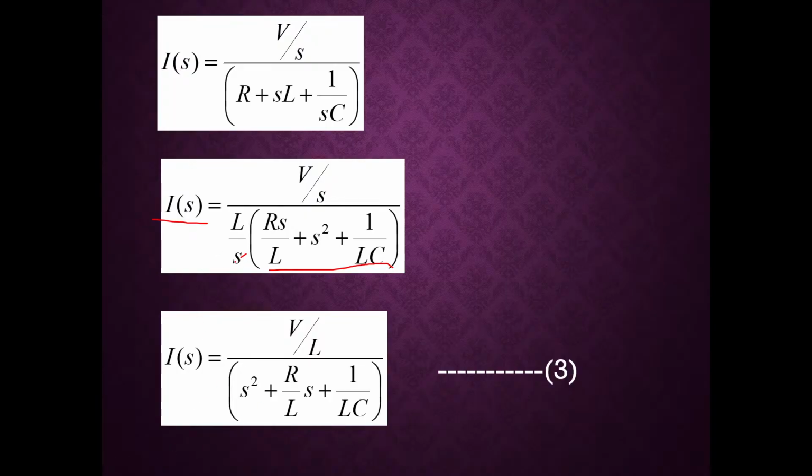And one more thing that you see here: L by S is there, V by S is there, so S is cancelled. And you can send this L to the numerator. So I of S is equal to V by L divided by S square plus R by L S plus 1 by LC. Consider it as your equation number 3. If you want, you can write it down.